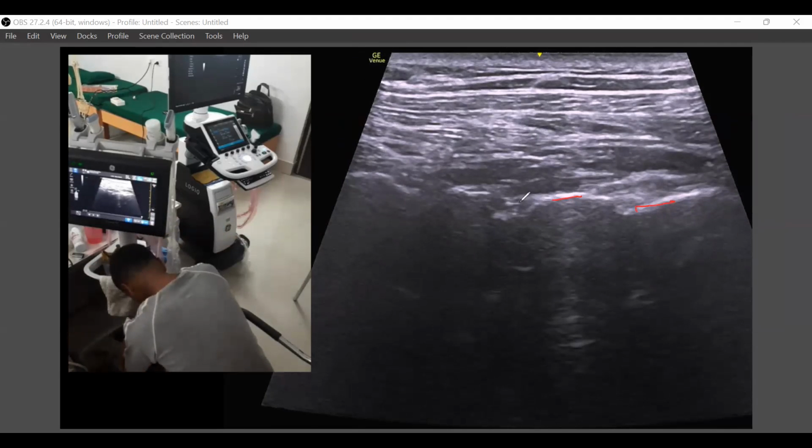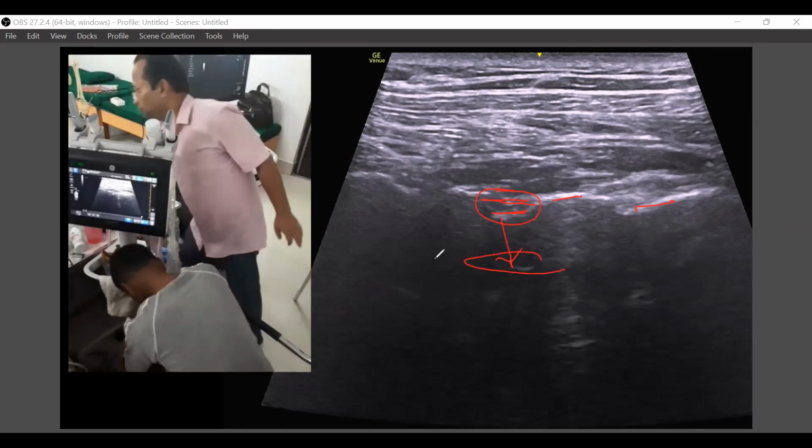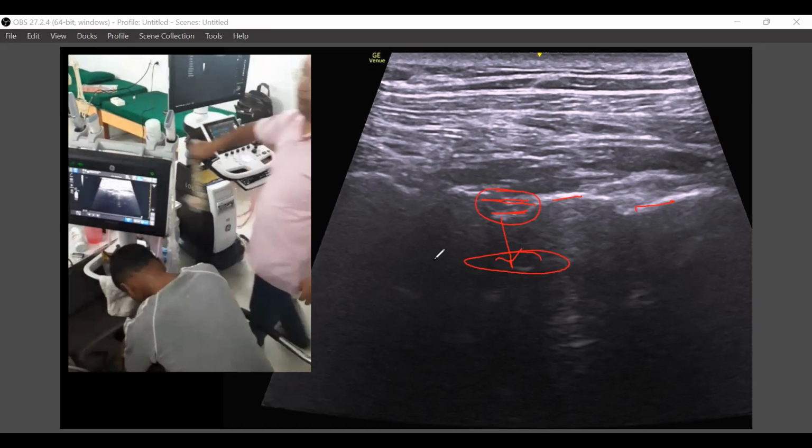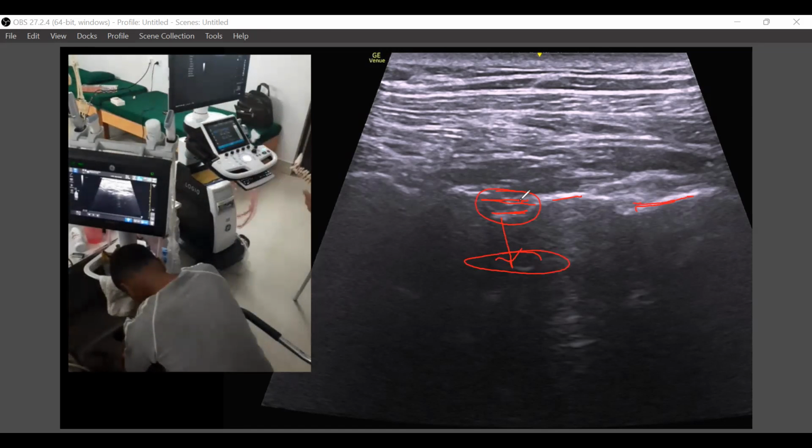Here the lamina, and this is your ligamentum flavum, and this is your posterior complex, this is your posterior dura, and you can see the spinal cord is coming. So this area is your anterior complex, and here you see the lamina is almost flat, and my probe position also you have seen, it is paramedian, sagittal, oblique, like we do in the lumbar spine also.